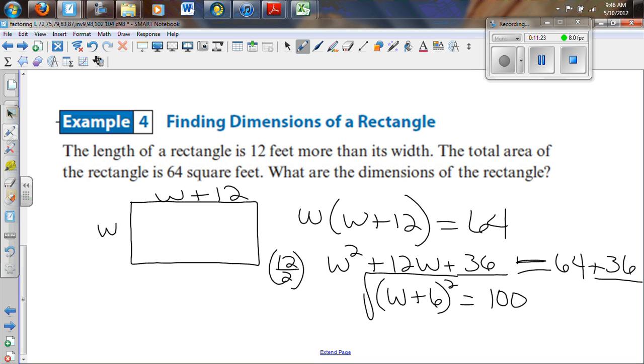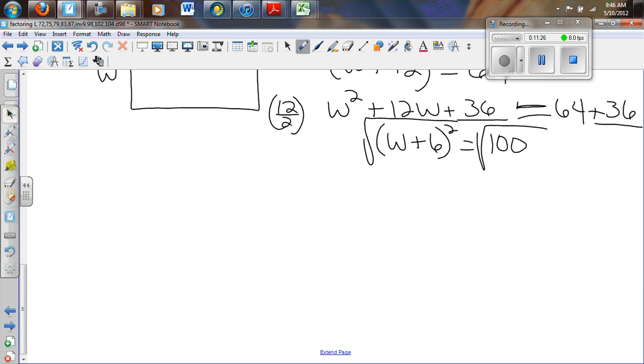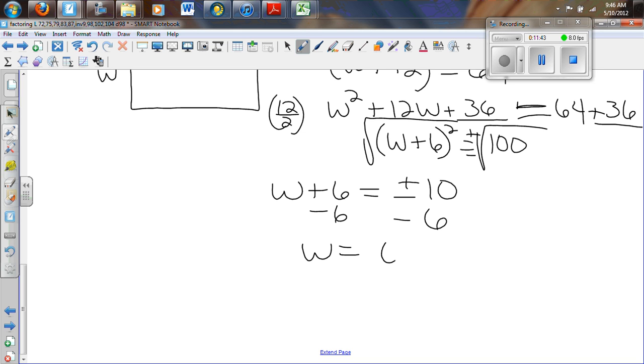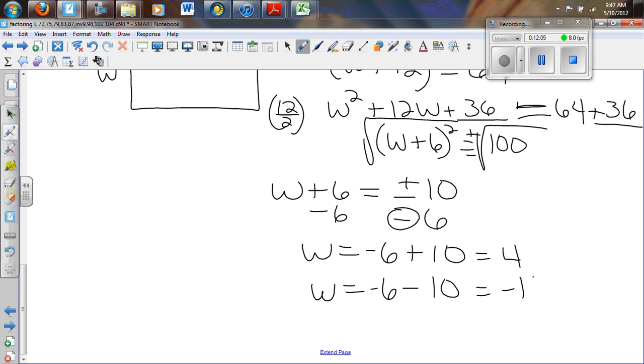Now I can take the square root of both sides. Once I've taken the square root of both sides, I get W plus 6 equals positive or negative. Remember, you have to do positive or negative here. Positive or negative square root of 100, which is 10. So I'm going to subtract 6 from both sides. And so W equals negative 6 plus 10, and W equals negative 6 minus 10. There's that negative right there. So negative 6 plus 10 is 4, and negative 6 minus 10 is negative 16.